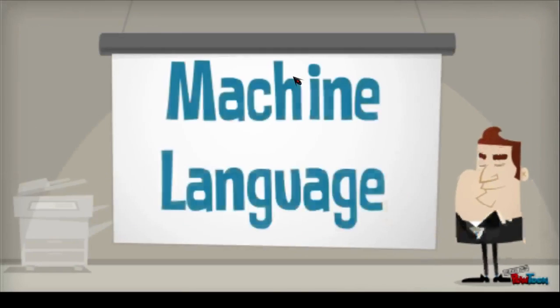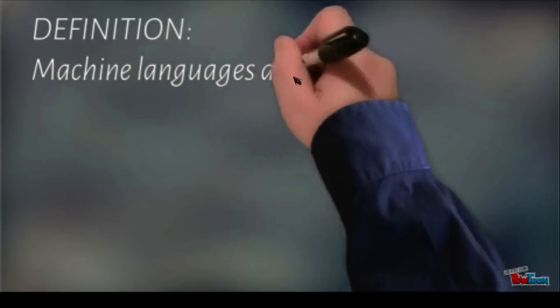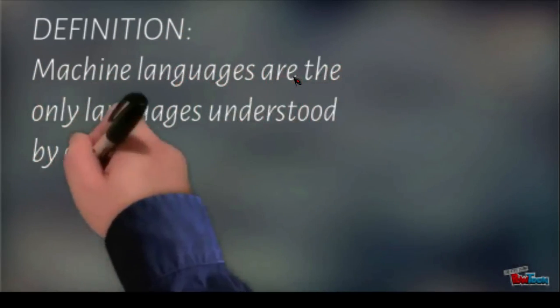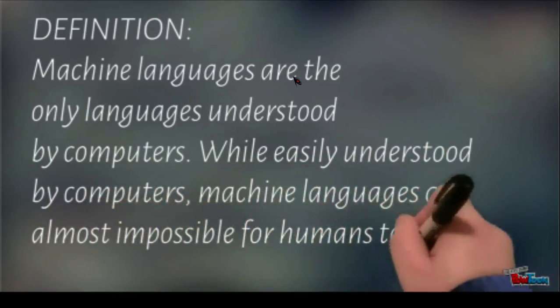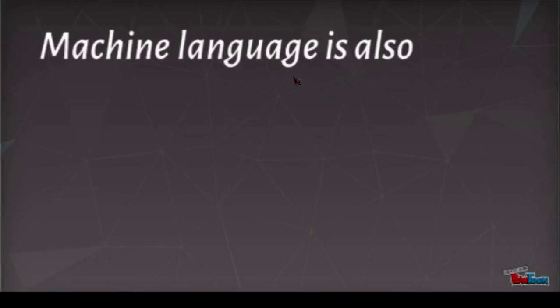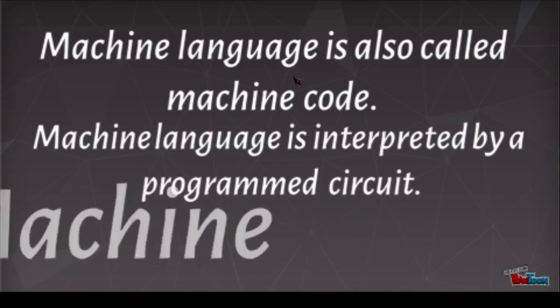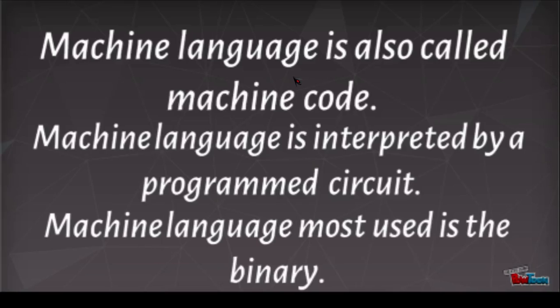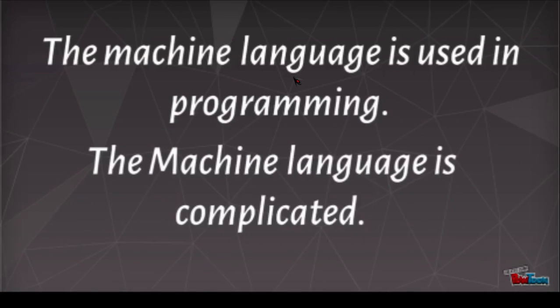Machine language. Machine language is the only language understood by computers. While easily understood by computers, machine languages are almost impossible for humans to use because they consist entirely of numbers. Machine language is also called machine code. It is interpreted by programmed circuits. The most used machine language is binary. Machine language is used in programming. It is complicated.